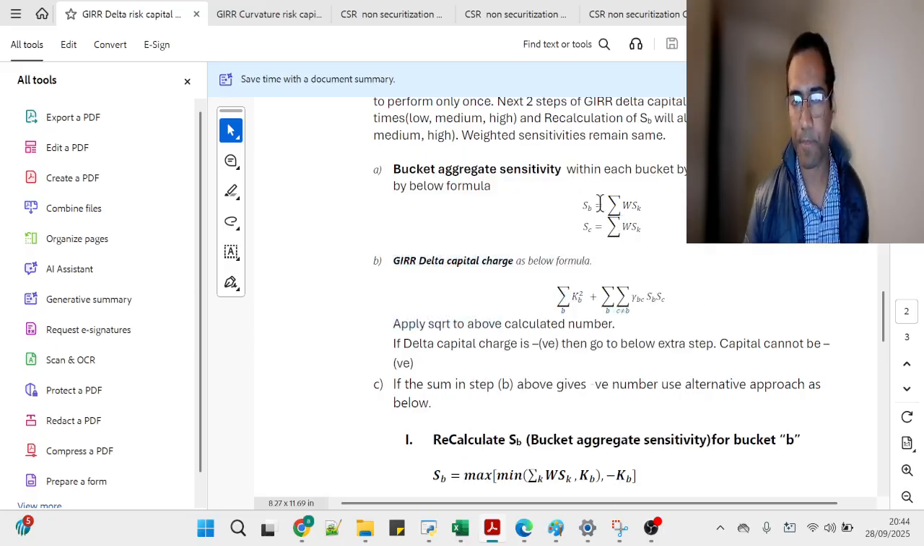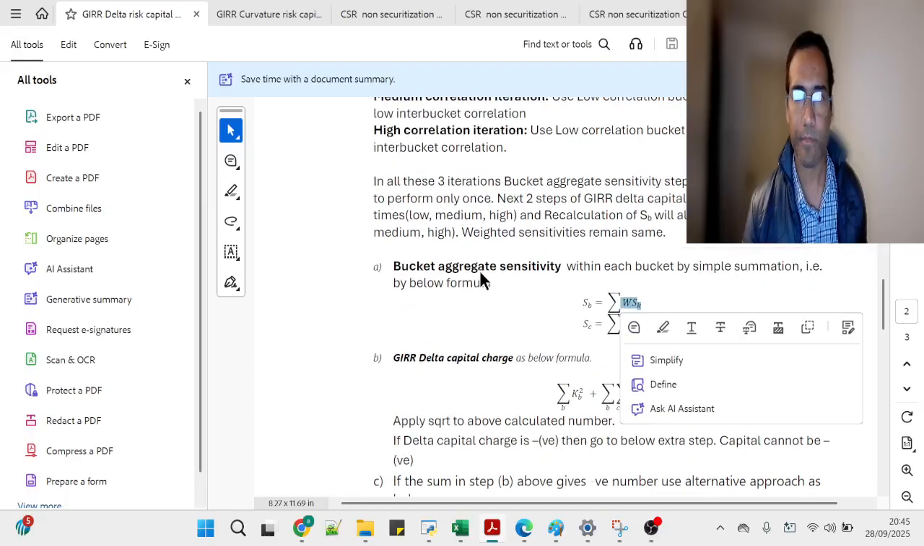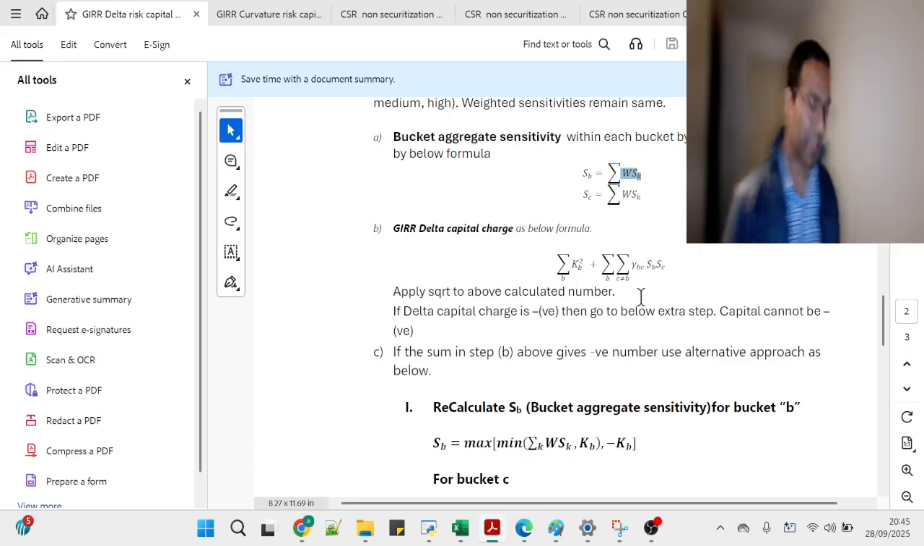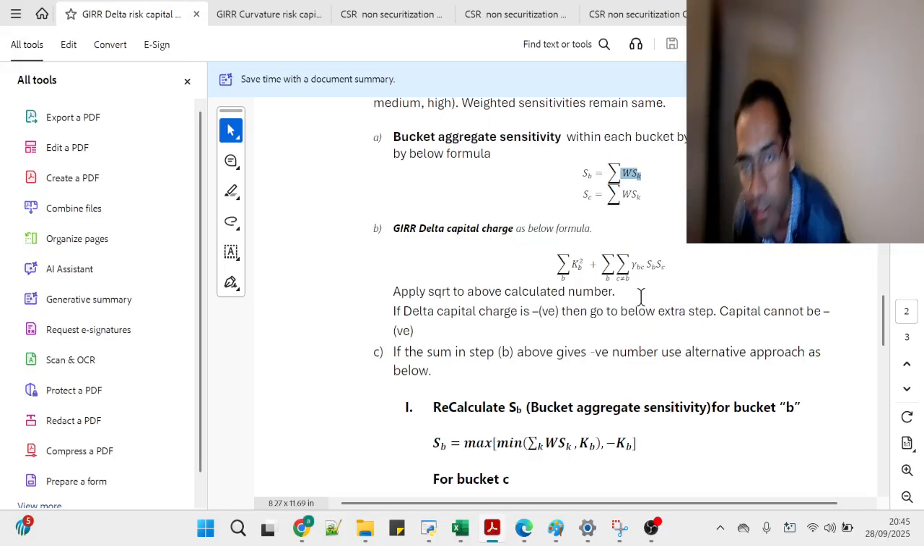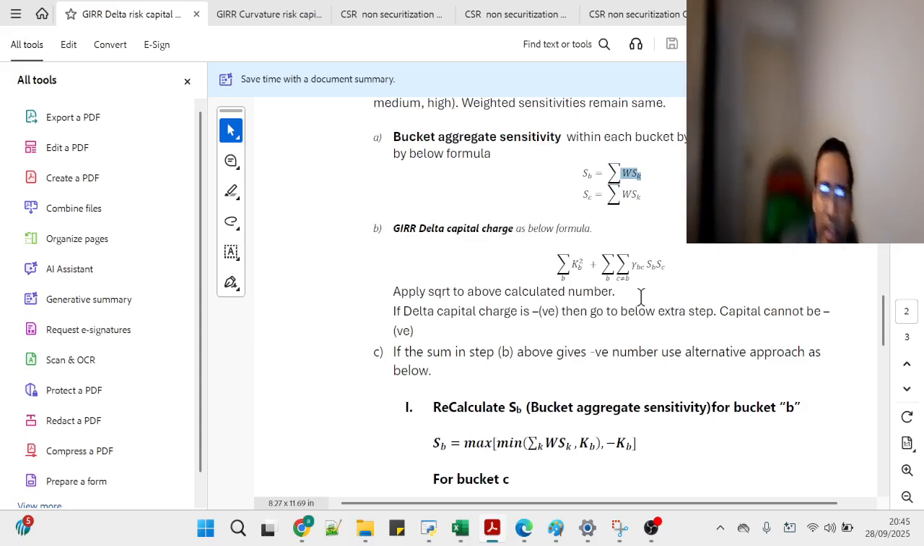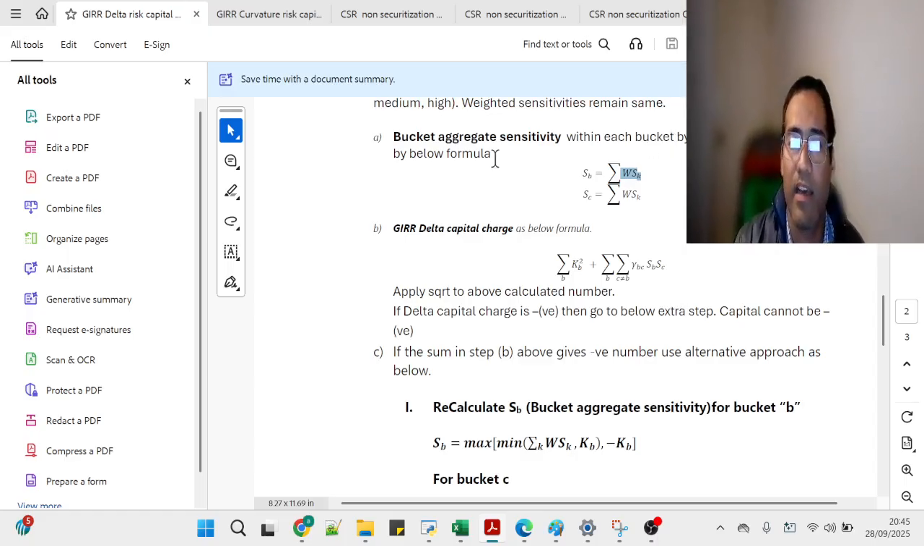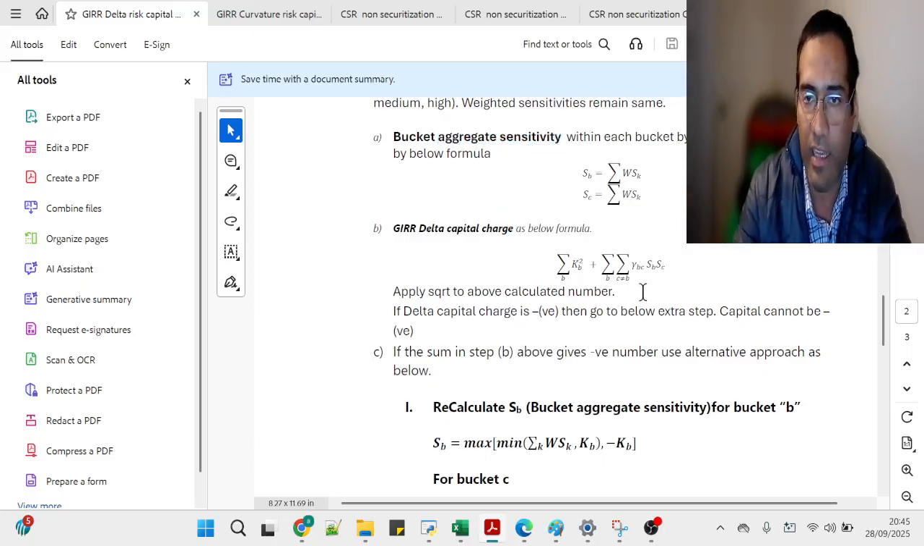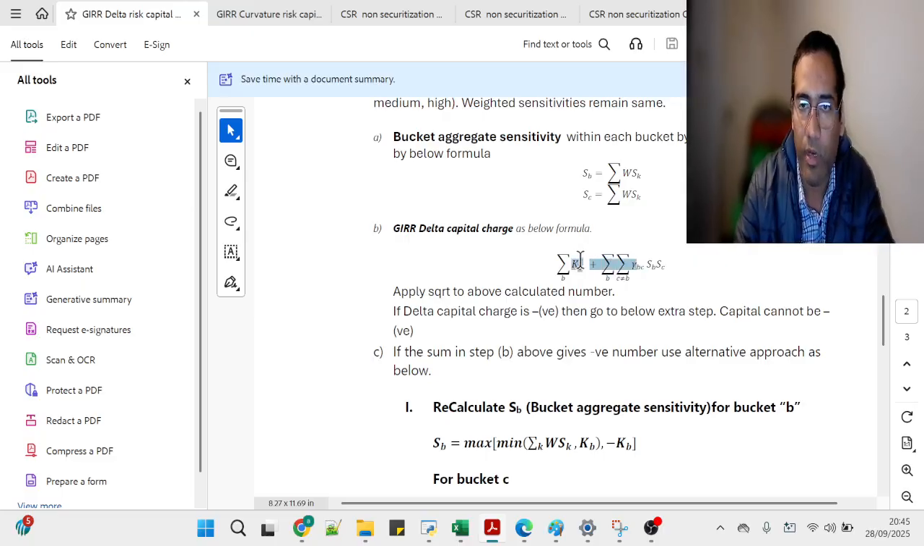Now the GIRR capital charge. This is again one formula. They are calculating the total delta risk charge by aggregating all the buckets. So SB and SC are some factors, the sum of weighted sensitivities, let's call them bucket aggregated sensitivity, and then you apply this calculation.